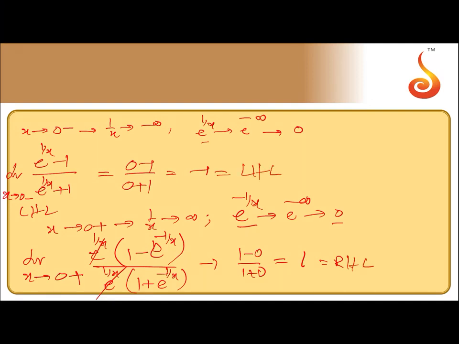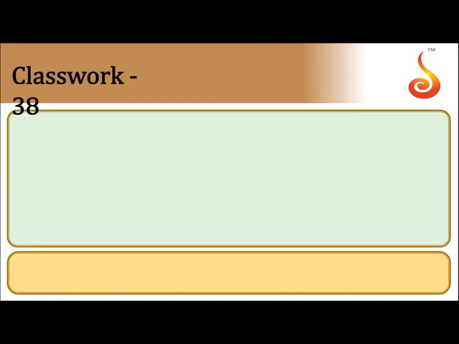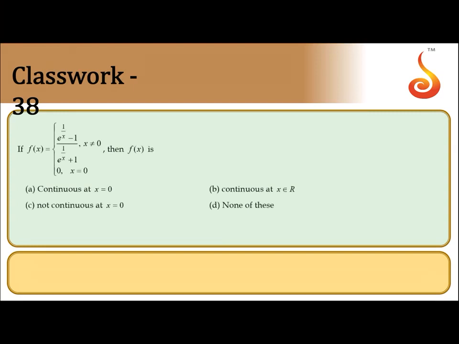And this is the LHL. Therefore, LHL is not equal to RHL, and so the limit value does not exist. So the answer is: not continuous at x equals 0 because the limit does not exist, but the value is existing.